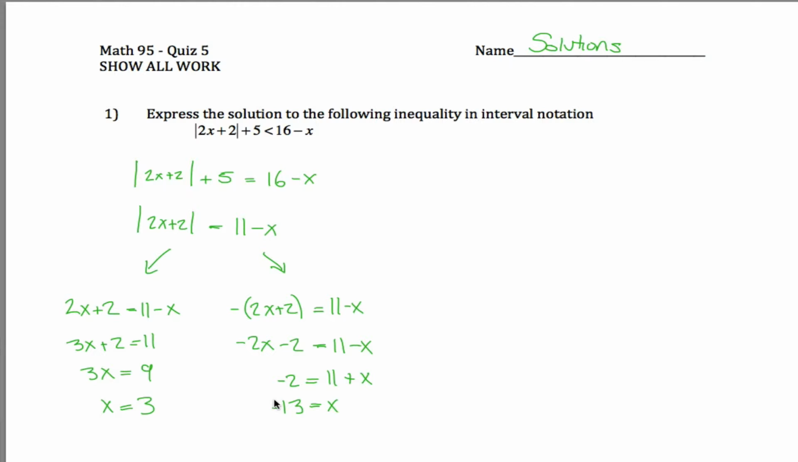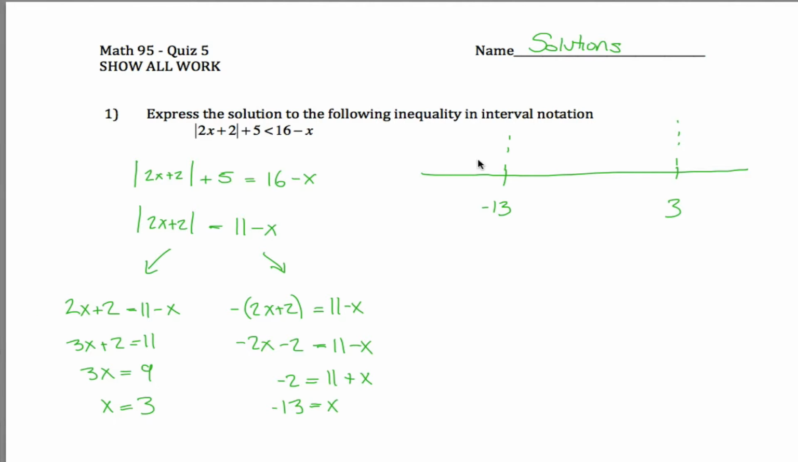But these are not the solutions to the problem. These are the solutions to this equation, what we turn the inequality into. Essentially what these are the boundary points that will help us figure out the intervals that are solutions up here. So what I'm saying is take these two values, -13, somewhere over here, and 3, and use them to divide the number line up into 3 different regions.